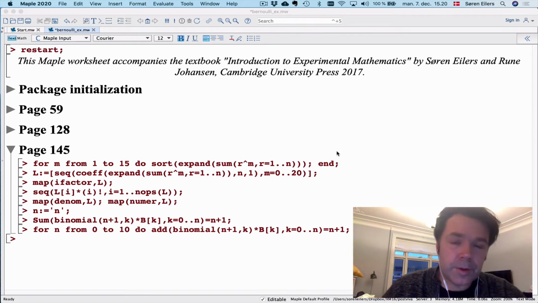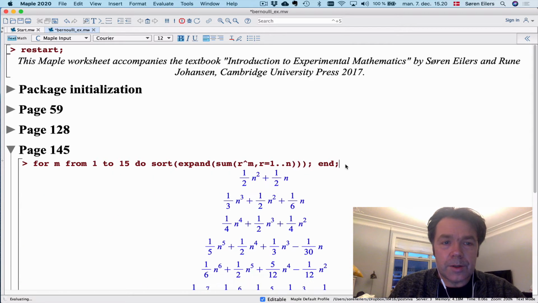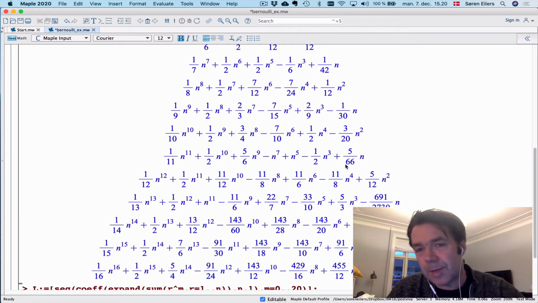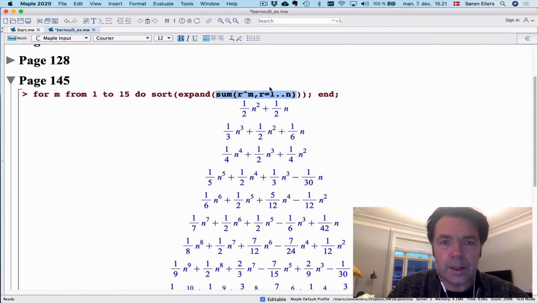So let's return to an example we looked at early in the course and use symbolic inversion methods on it. The example I have in mind is the one where we look at these sums. Let me show you what they look like.